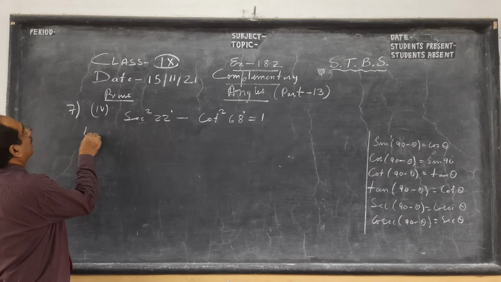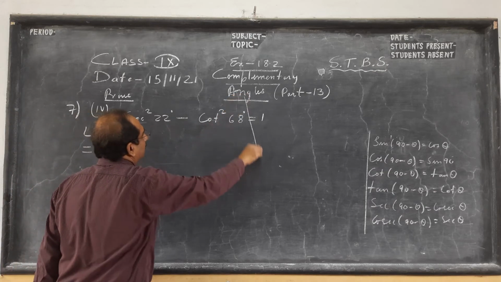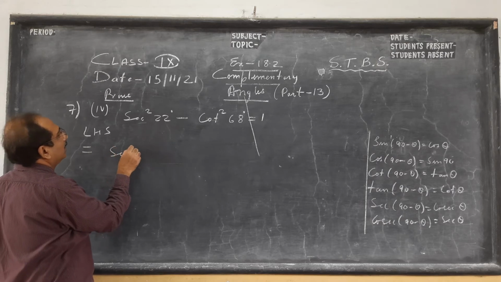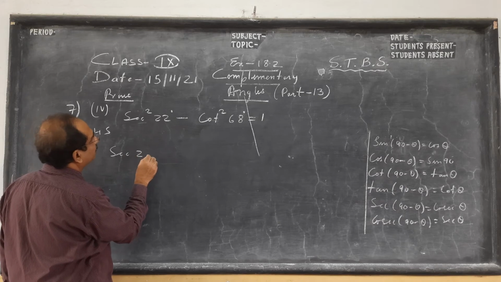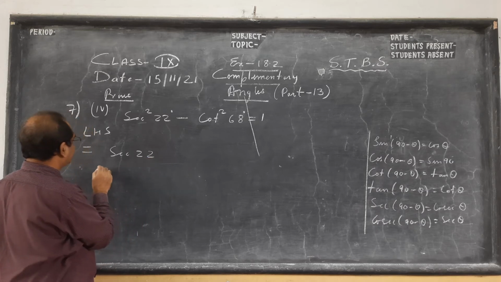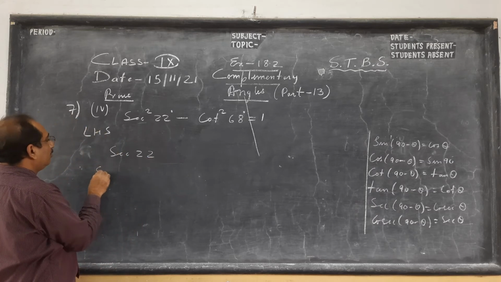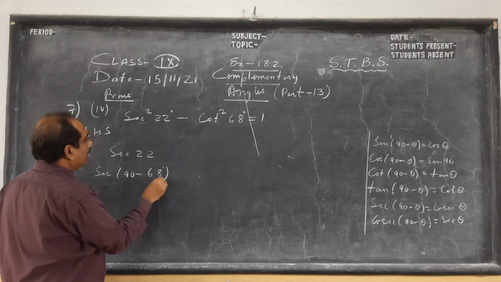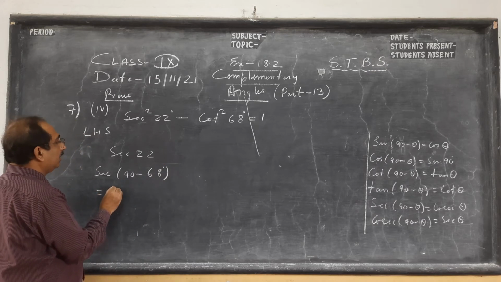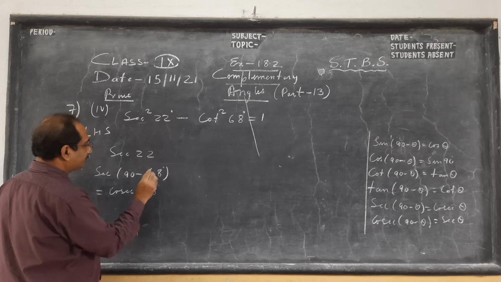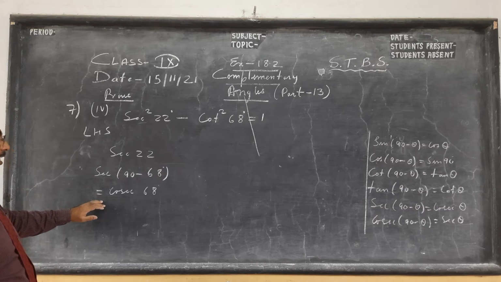So what we do, we take the LHS, left hand side. Sec, we can write it as sec square, or separately I'll tell you, sec 22 degree will be, first we'll do, let us see, will be equal to sec 90 minus 68, and sec 90 minus 68 is cosec 68. Sec becomes cosec. Okay.